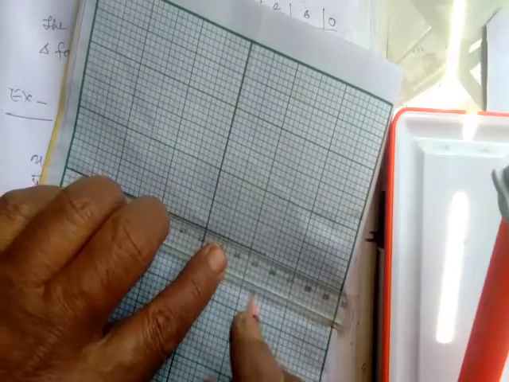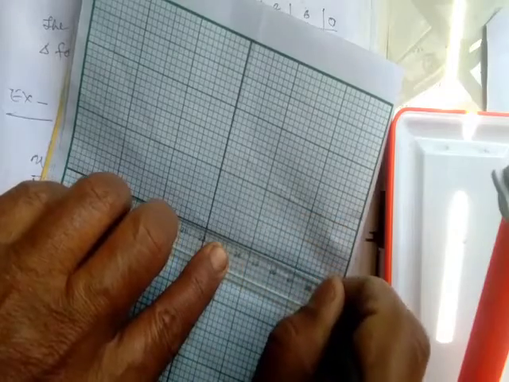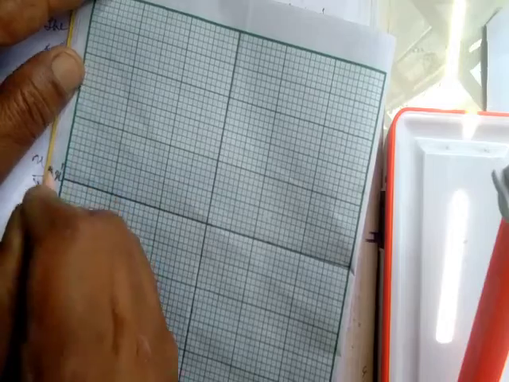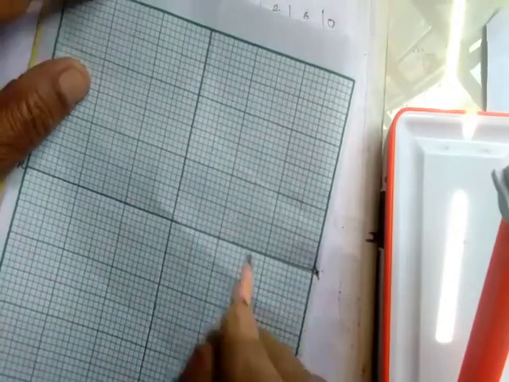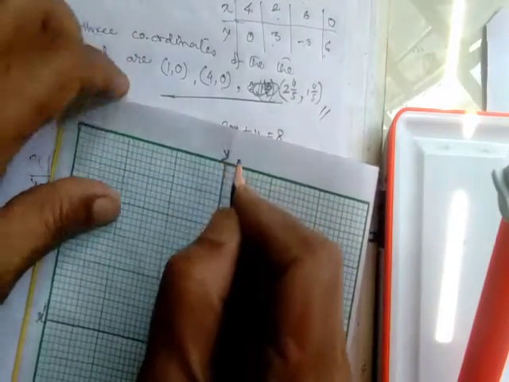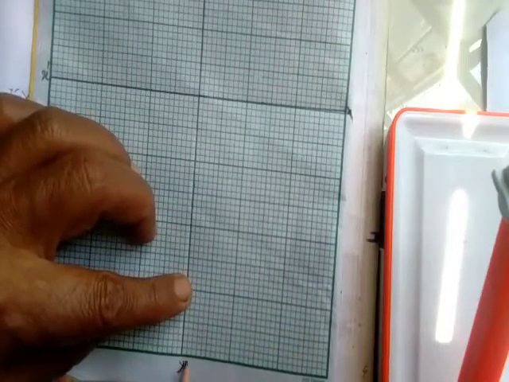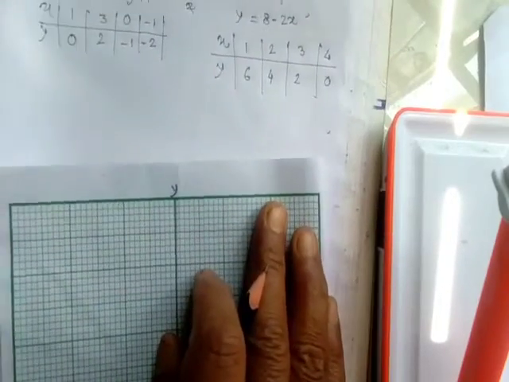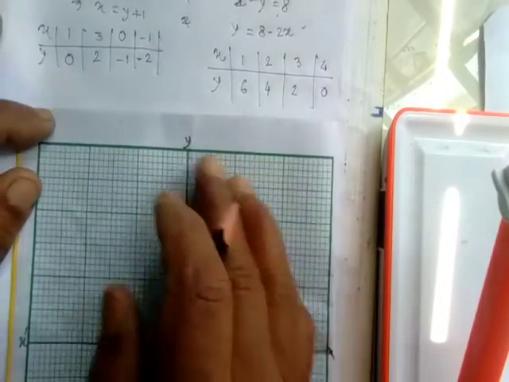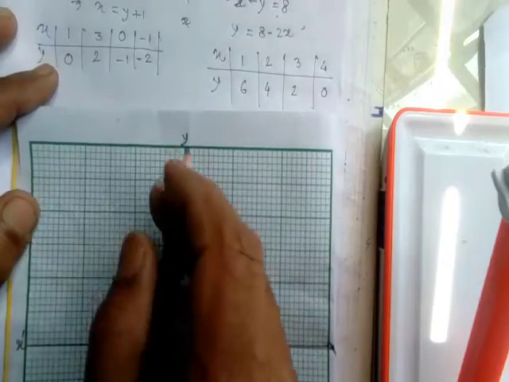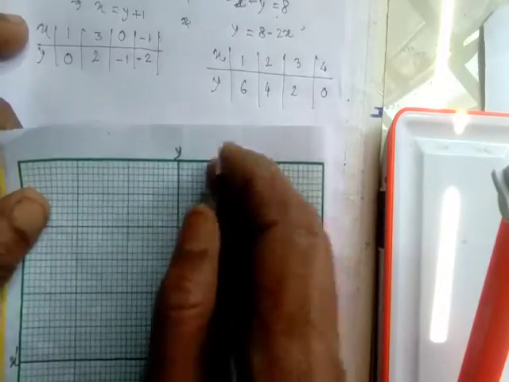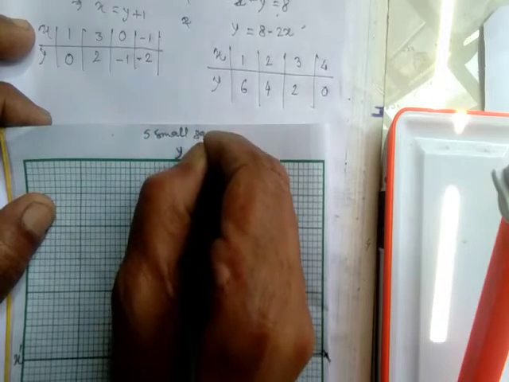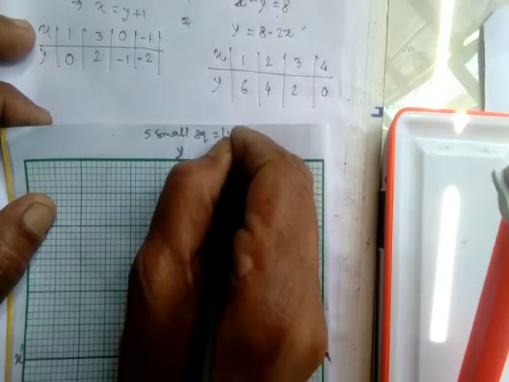This is the x axis, this is x dash x, and this is y dash. Now we will take the first table. The first point is (1, 0). Here also I will take 5 small squares equal to 1 unit.